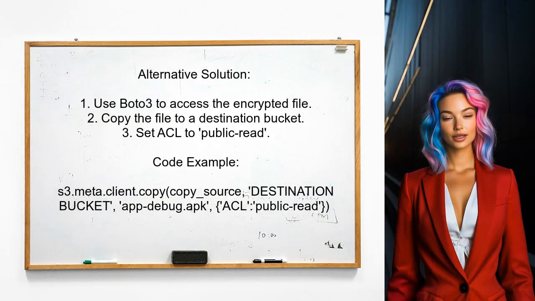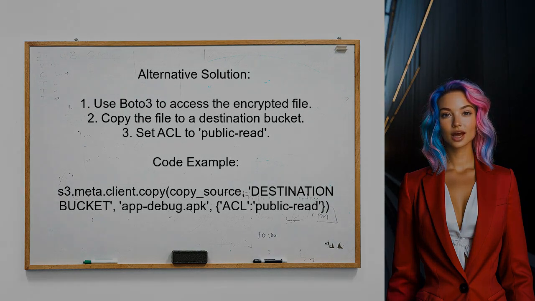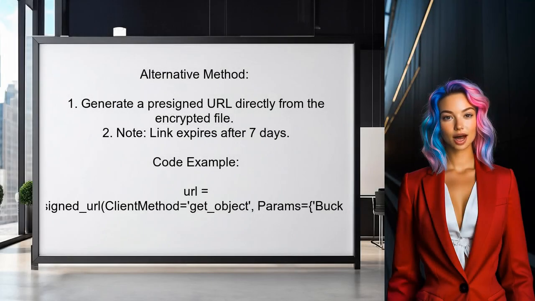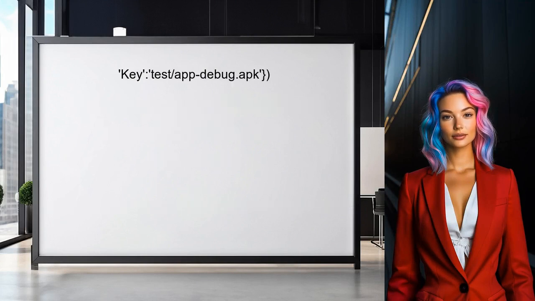One alternative approach involves creating a copy of the encrypted file in S3 with public read access. First, use Boto3 to access the encrypted file, then copy it to a destination bucket while setting the ACL to public read. This will generate a downloadable URL. Alternatively, you can generate a pre-signed URL directly from the encrypted file. However, keep in mind that this link will expire after 7 days. Use Boto3 to create the pre-signed URL for accessing the file.